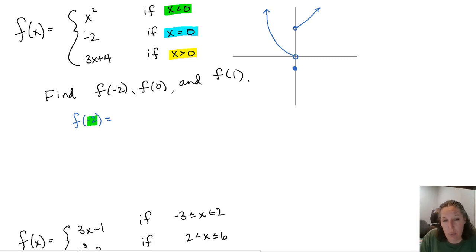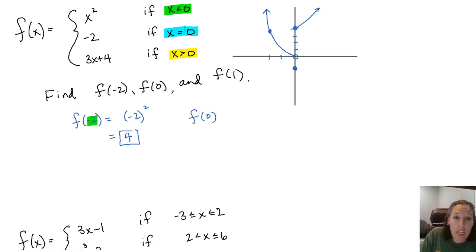And so, just like if we had regular function notation with a non-piecewise function, we would just plug in whatever we have in the parentheses here for every x in our function. That's going to be -2 squared. And so we get 4. And what it's telling us is this point here at -2 is going to be at y equals 4.